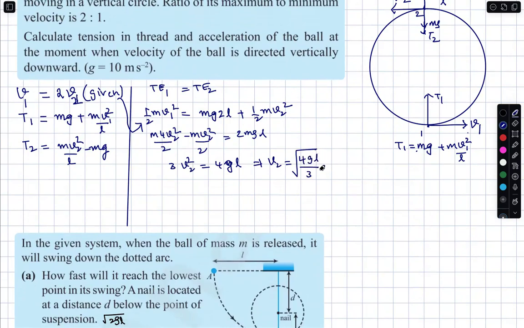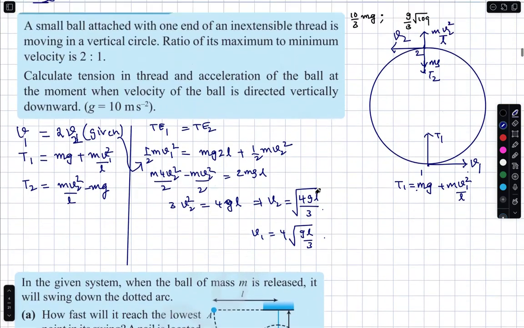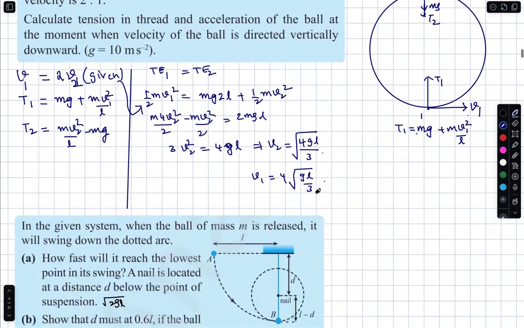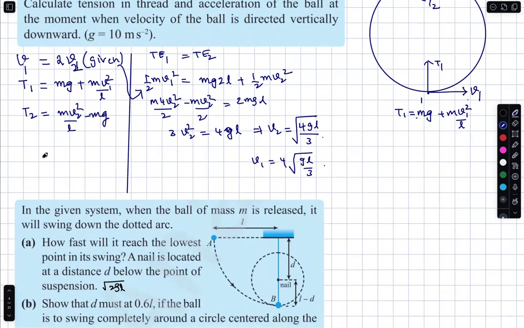I have done v2. I have done v1 also. Now I can write v1 as 4 times root gl by 3. So I have got the values of v1 and v2, thereby I will get the values of T1.